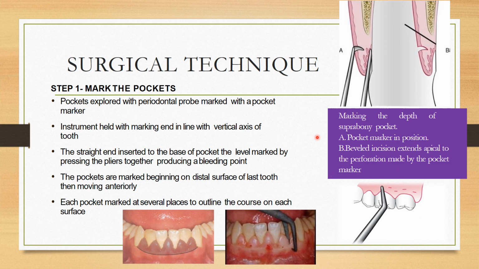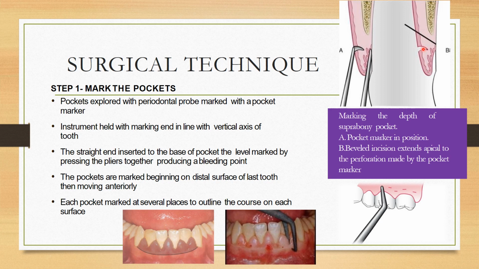So coming to the surgical procedure, as we told, the first step is marking the pockets. This marking of the pockets can be done with a pocket marker. First we have to probe the area. Probe the area thoroughly, and you can anesthetize before that. Anesthetize the area, probe the area, and the pocket marker can be inserted. That is, the blunt end can be inserted inside, and the other point will be marking outside. It will be inserted to the base of the pocket. The level is marked by pressing the pliers. So this will provide a bleeding point.